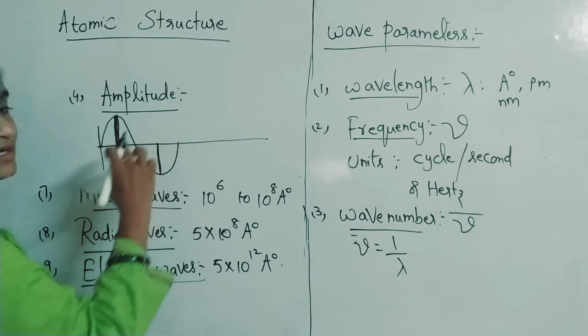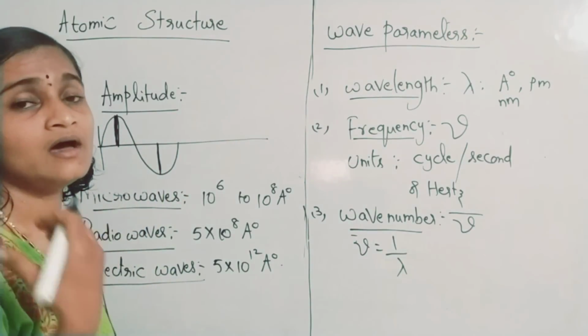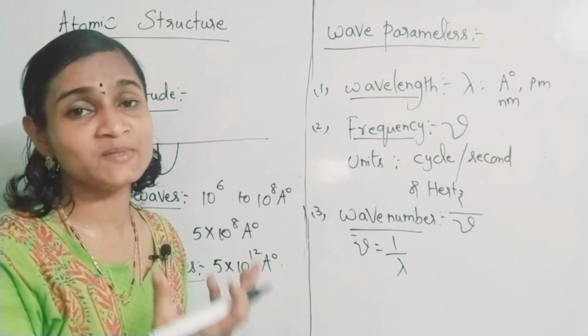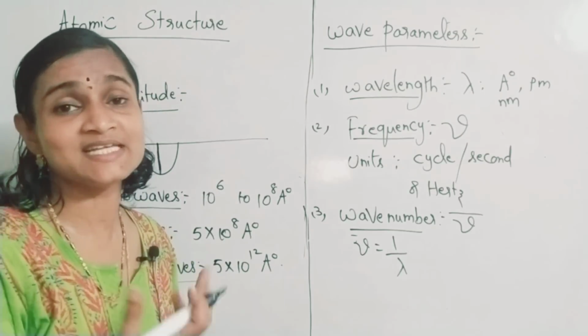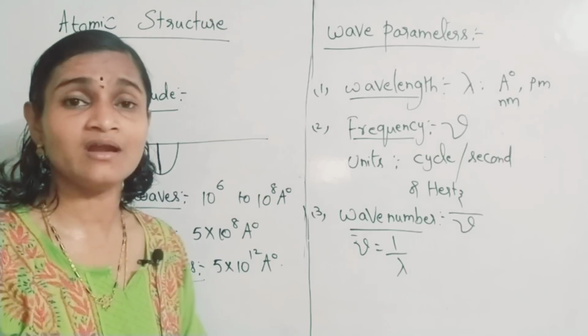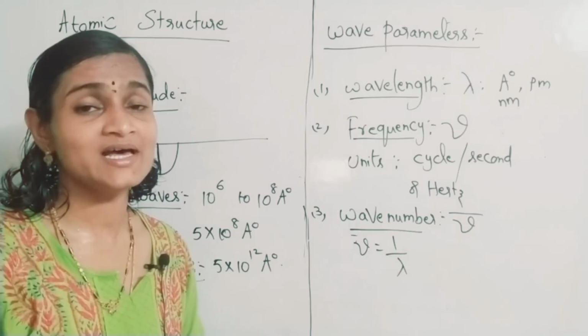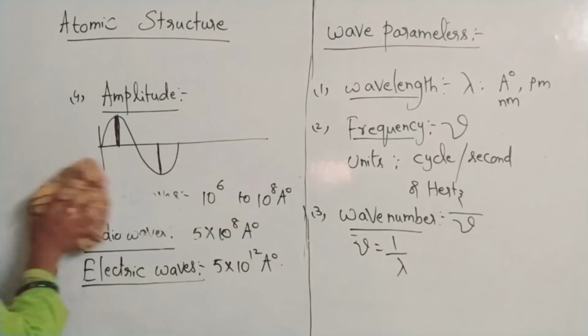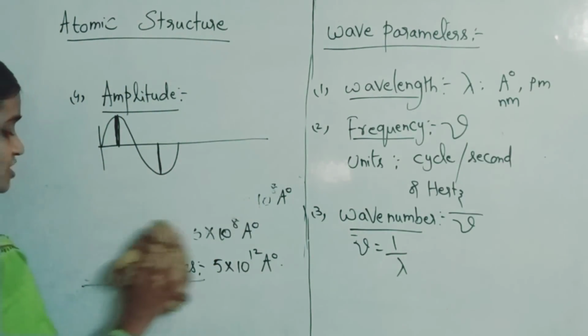And it is also a distance, so it can be measured by units like centimeters, meters, angstroms, whatever it may be. Distance units you can apply even for amplitude. The height of the crest or the depth of the trough is called amplitude, right? And then we go for energy.